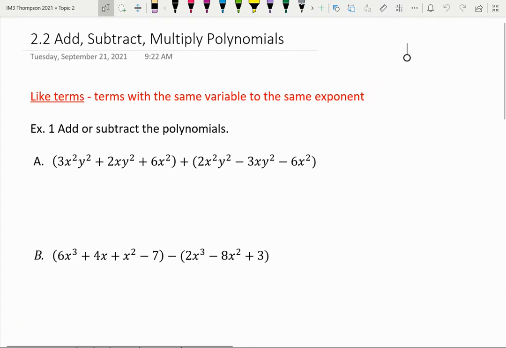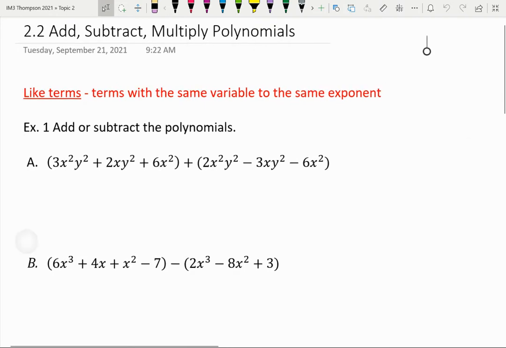All right, so add, subtract, and multiply polynomials. I'm just looking for like terms. The first one, easy peasy. I just have an addition sign in between my polynomials. I'm going to rewrite this without parentheses. I think it just breaks it down so that we don't get any confusion going on.